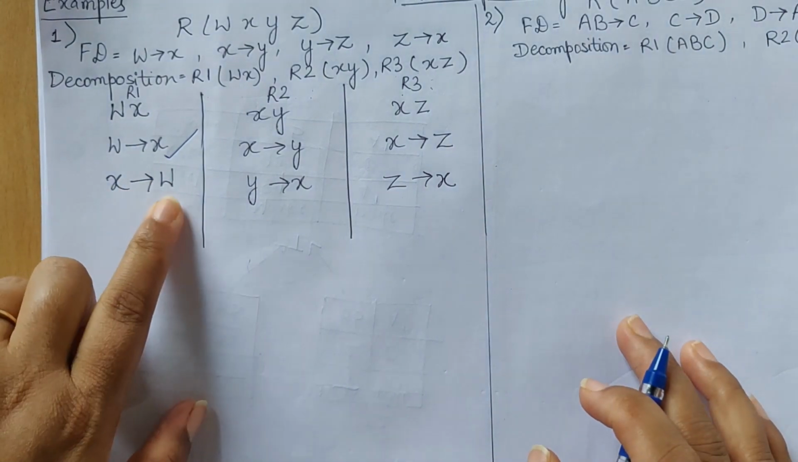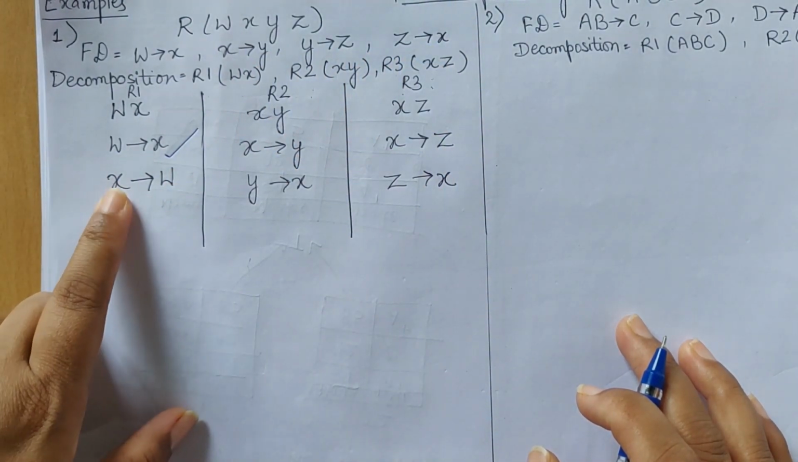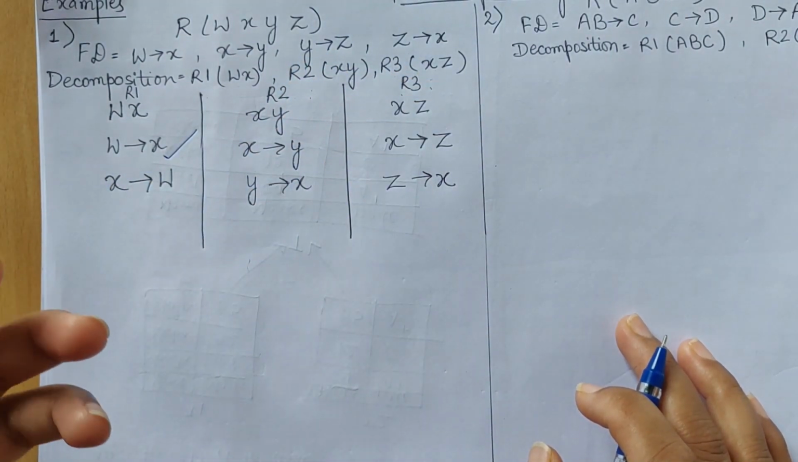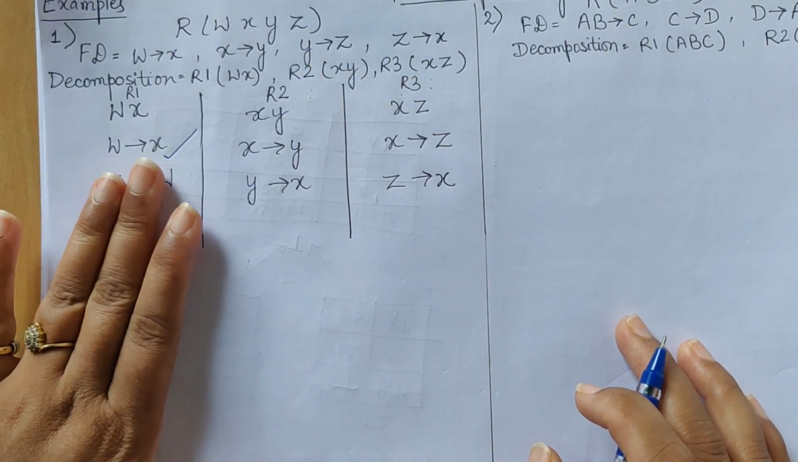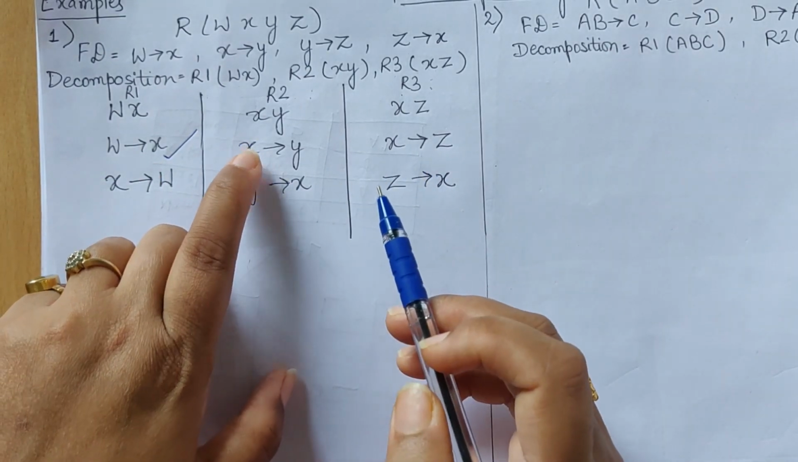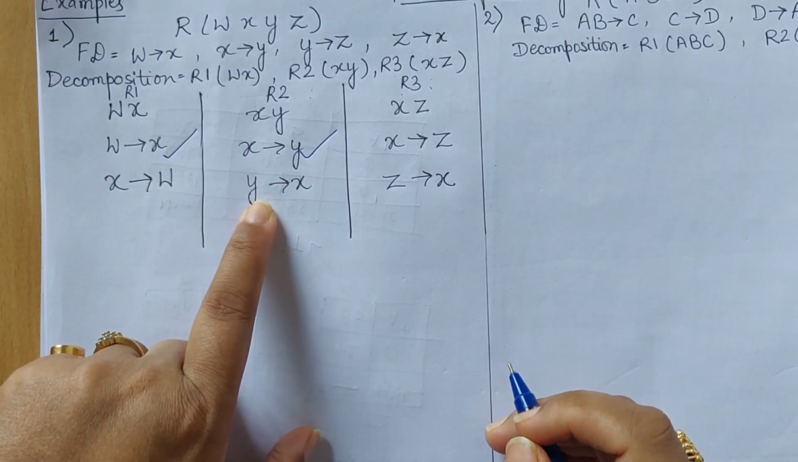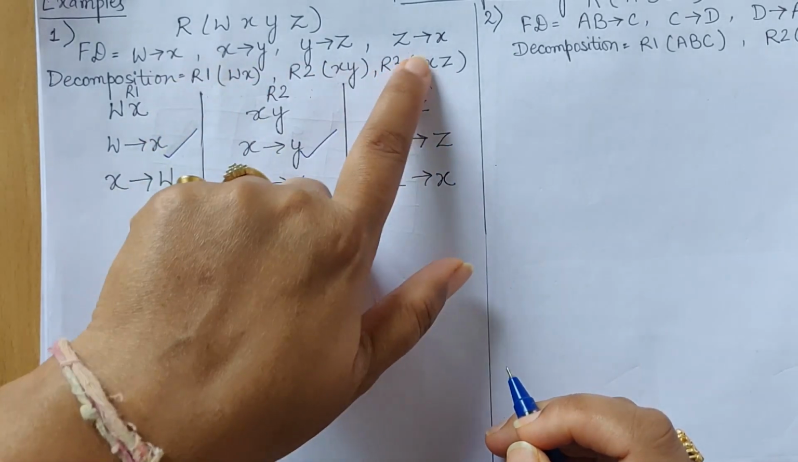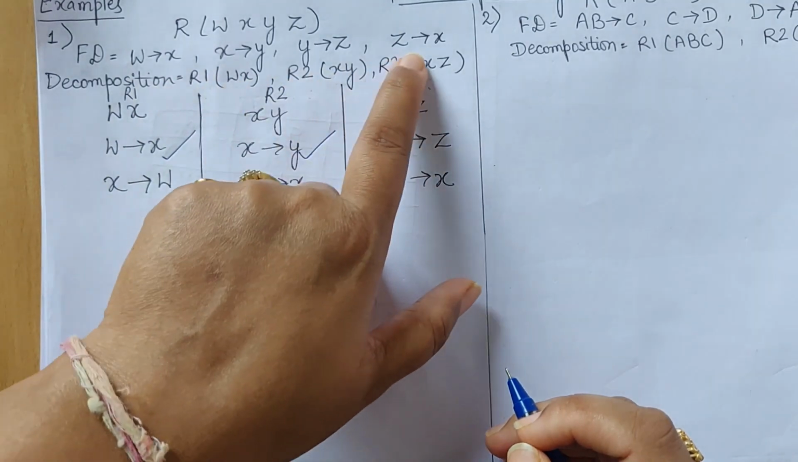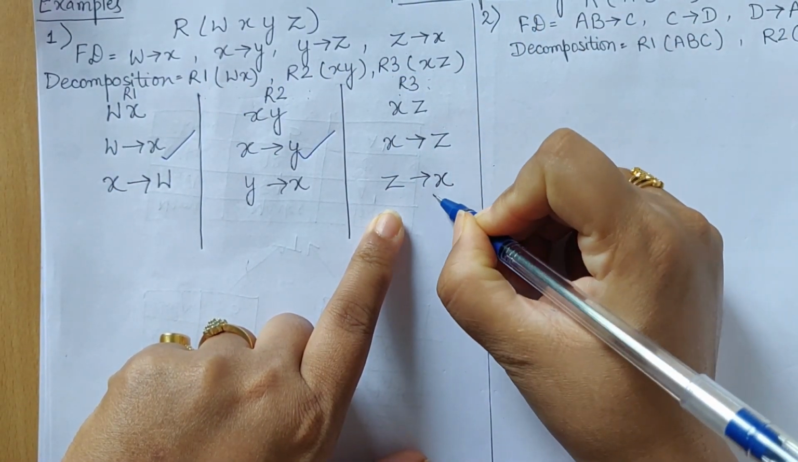Next, X determines W. X determines W is directly not present in the table, so we will hold for this. Similarly, we will check for R2 and R3. X determines Y is directly present. Y determines X is directly not present. X determines Z is not present directly. Z determines X is present directly.